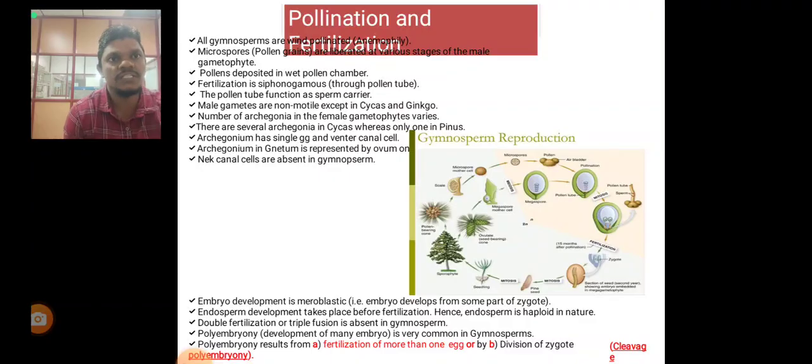The embryo development is meroblastic. Endosperm development takes place before fertilization, hence the endosperm is haploid in nature. Double fertilization or triple fusion is absent in gymnosperms. Polyembryony, the development of many embryos, is very common in gymnosperms. Polyembryony results from the fertilization of more than one egg, or from the division of the zygote.